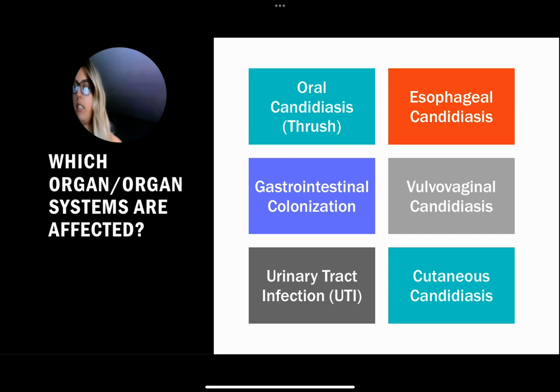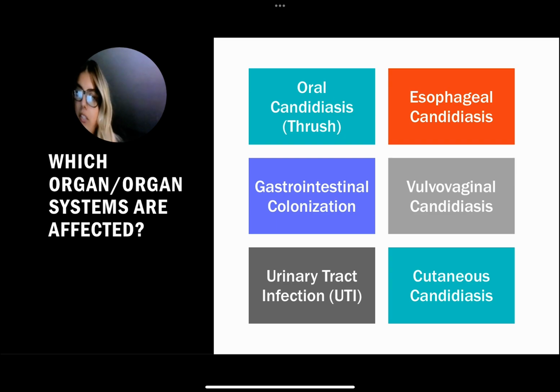Which organ systems are affected? So you have oral candidiasis, esophageal candidiasis, gastrointestinal colonization, vulvovaginal candidiasis, urinary tract infection, and then the skin. With oral thrush, you typically see white patches on the tongue and difficulty swallowing. This is most common in infants.